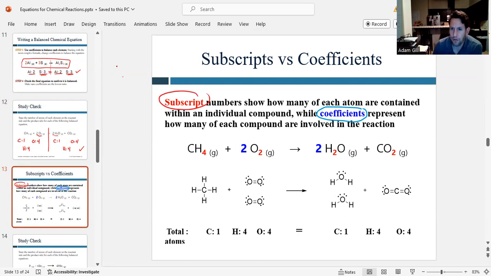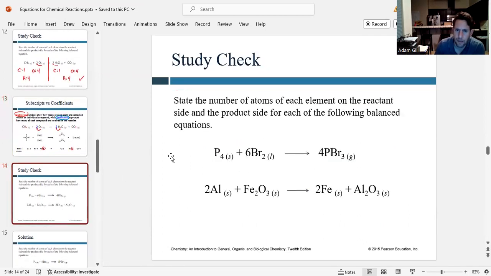So the H2O tells me that there's 2 hydrogens in a water. The blue 2 tells me that there's 2 entire waters. And so when we're trying to look up the number of hydrogens here, you multiply the coefficient times the subscript, and that gives you the number of atoms total. So here the 2 times O2 gives me 4. So multiply the subscript and coefficient to get the total. Let's do a study check. State the number of atoms of each element on the reactant and product side for the following equations.